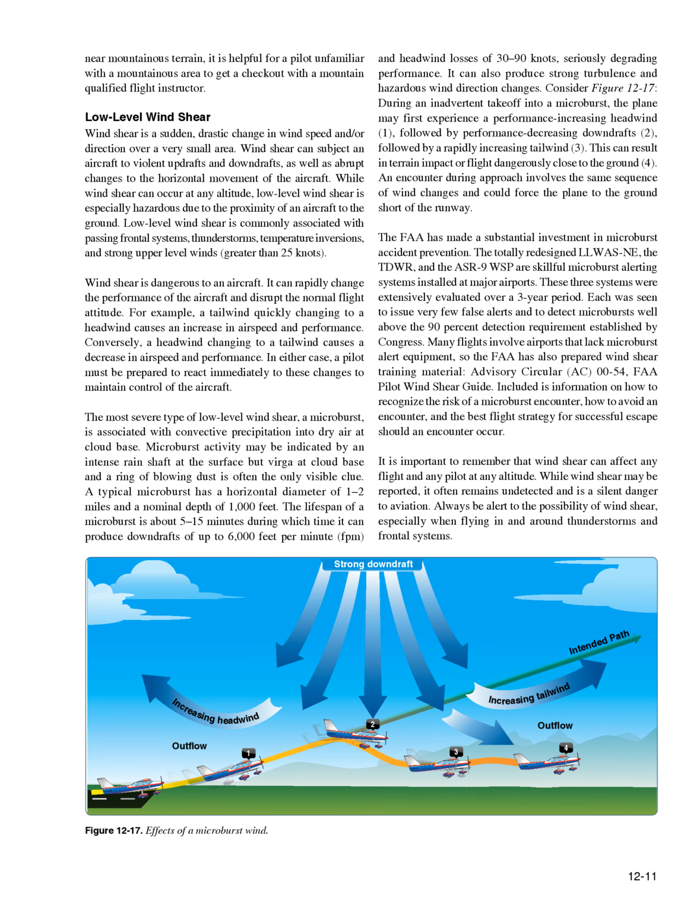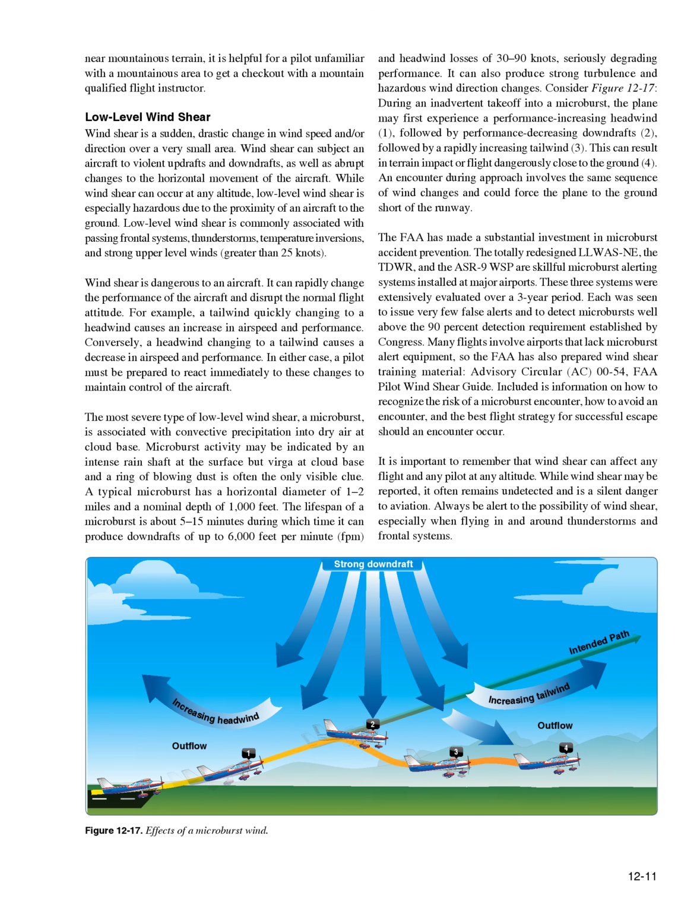The most severe type of low-level wind shear, a microburst, is associated with convective precipitation into dry air at cloud base. Microburst activity may be indicated by an intense rain shaft at the surface, but virga at cloud base and a ring of blowing dust is often the only visible clue. A typical microburst has a horizontal diameter of 1 to 2 miles and a nominal depth of 1,000 feet. The lifespan of a microburst is about 5 to 15 minutes, during which time it can produce downdrafts of up to 6,000 feet per minute (FPM), and headwind losses of 30 to 90 knots, seriously degrading performance. It can also produce strong turbulence and hazardous wind direction changes.